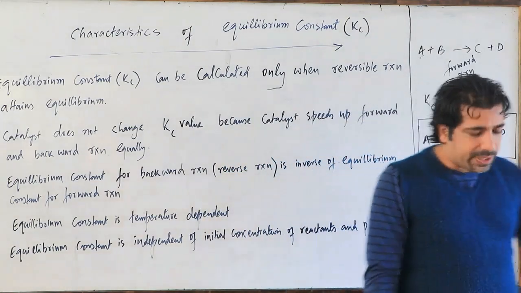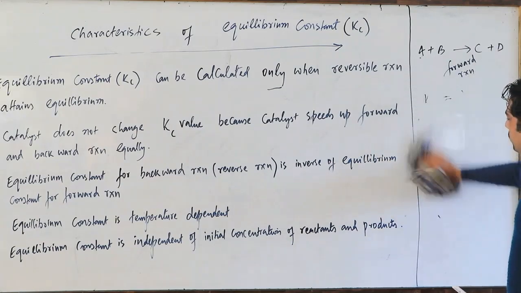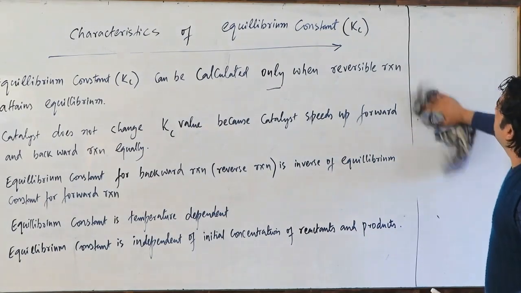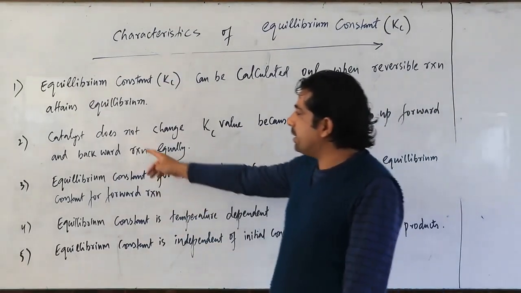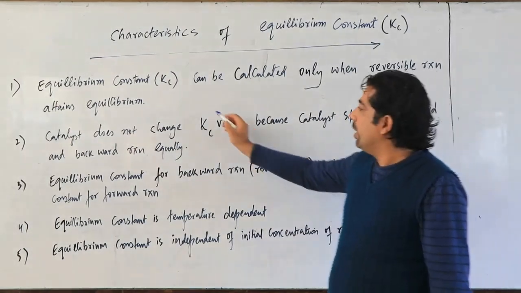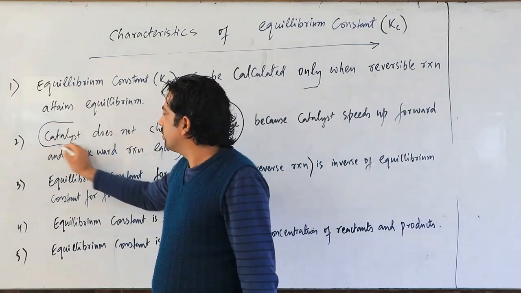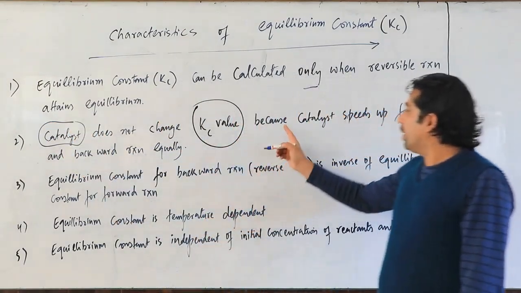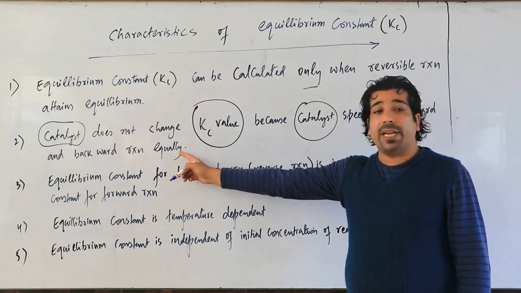Let's go further and understand the second point. Let's have a look, my dear friends. Catalyst does not change Kc value. Equilibrium constant value is not affected by the catalyst. Yes? Because catalyst speeds up forward and backward reaction equally.